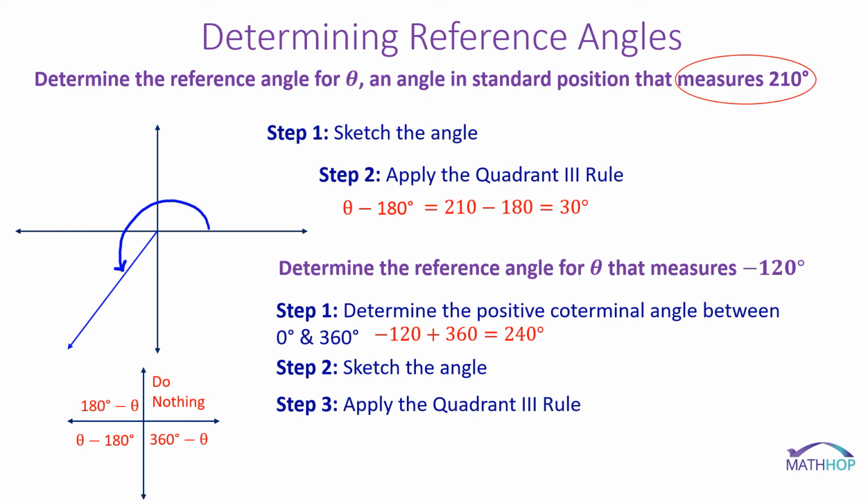I'm going to apply the quadrant rule. Again, it's in quadrant 3, so I'll do 240 minus 180, and I get 60. So my reference angle for negative 120 degrees is 60. If you're asked to find the trig functions for negative 120 degrees, you probably won't know them. But you'll know the trig functions for 60, and you'll just use the sign associated with quadrant 3, which we'll learn next lesson, and the trig values for 60 will apply.